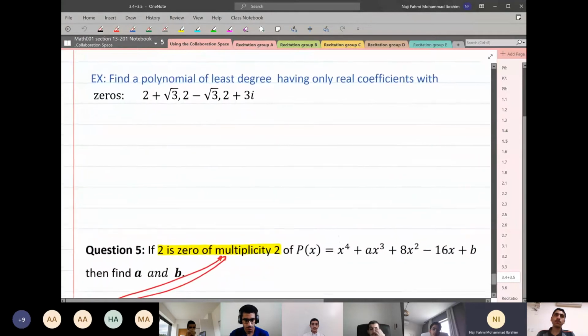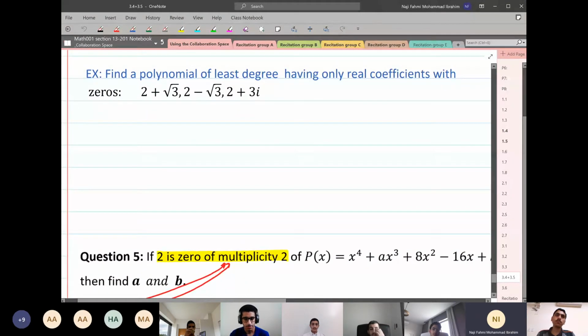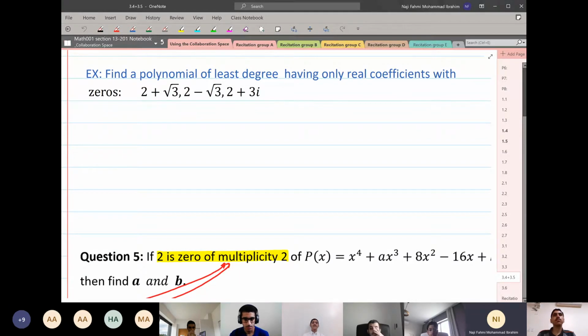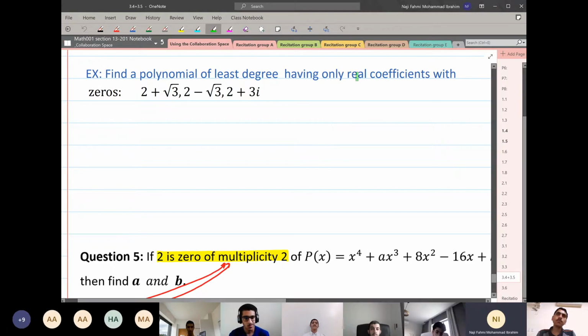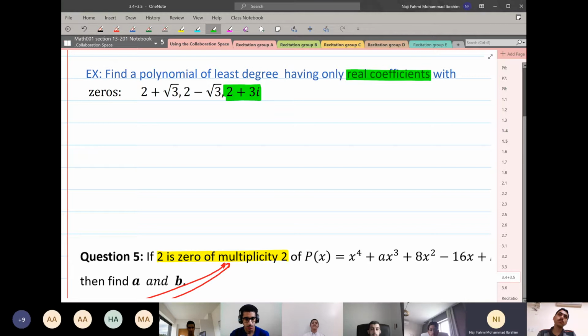Let's see this example now. What does it say? Find a polynomial of least degree having only real coefficients with zeros that are given. How many zeros are we given? 3. I think we are given 3 zeros. But now it says real coefficients, and one of the zeros is complex. We took a theorem for this last time. Can anyone remind us of that theorem? What is it? No one?